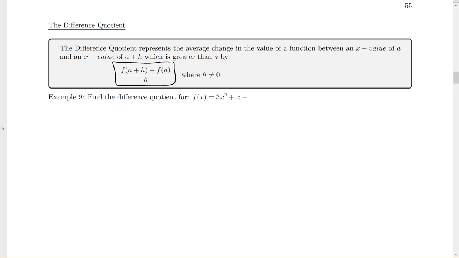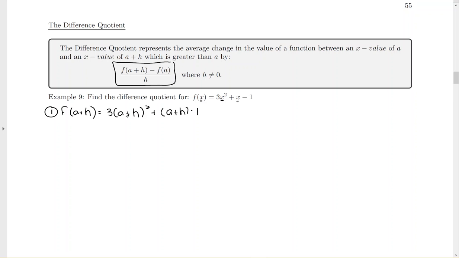So if we think of it as 3 steps, maybe 4. First, find f of a plus h. And this is the hardest step probably, so we're going to plug in a plus h everywhere there's an x in our given function. So 3 times a plus h quantity squared plus another a plus h, and then minus 1. From here we want to simplify, which means get rid of parentheses, combine like terms.